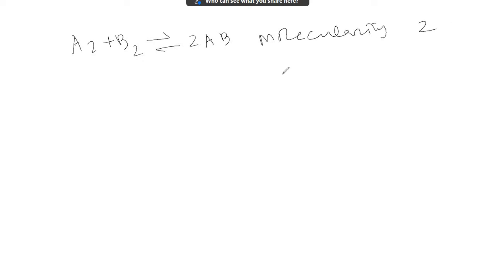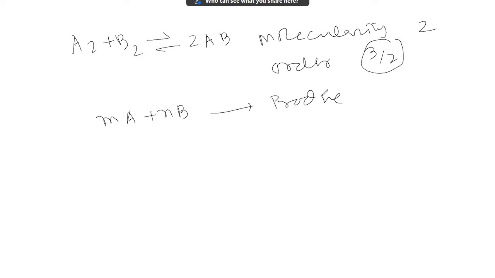So in this case, A2 plus B2 gives 2AB, molecularity 2, order 3 by 2. Suppose we have an equation MA plus NB gives you product. A and B are the reactant species, stable species, not the transition species. In this case, molecularity will be what? M plus N.